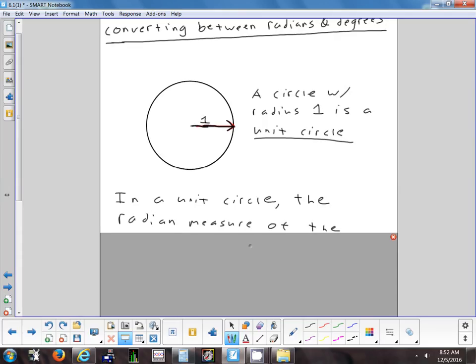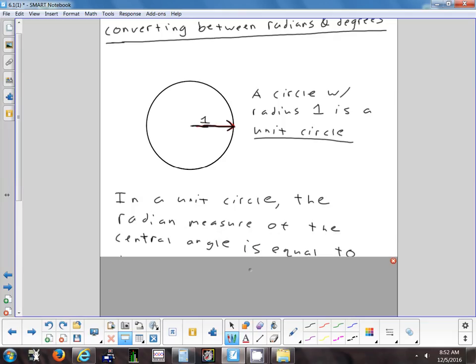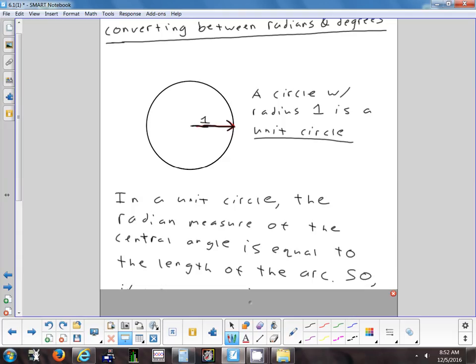So, in a unit circle, and sometimes this is something you might have to read a couple times to get it. But in a unit circle, if you measure the angle in radians, it will come out exactly the same as the length of the arc. All right, so in a unit circle, if you measure the angle in radians, it comes out the exact same number as the length of the arc.